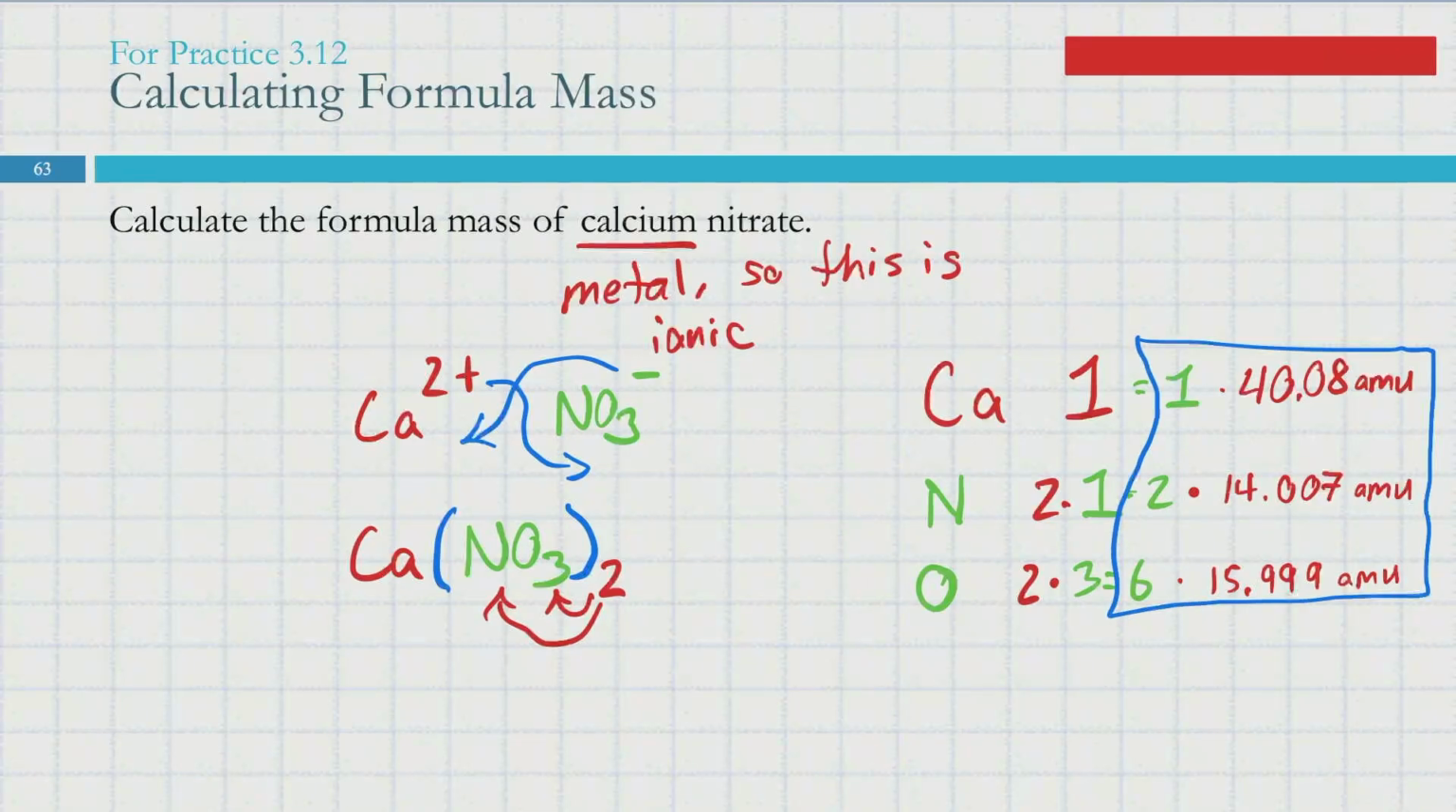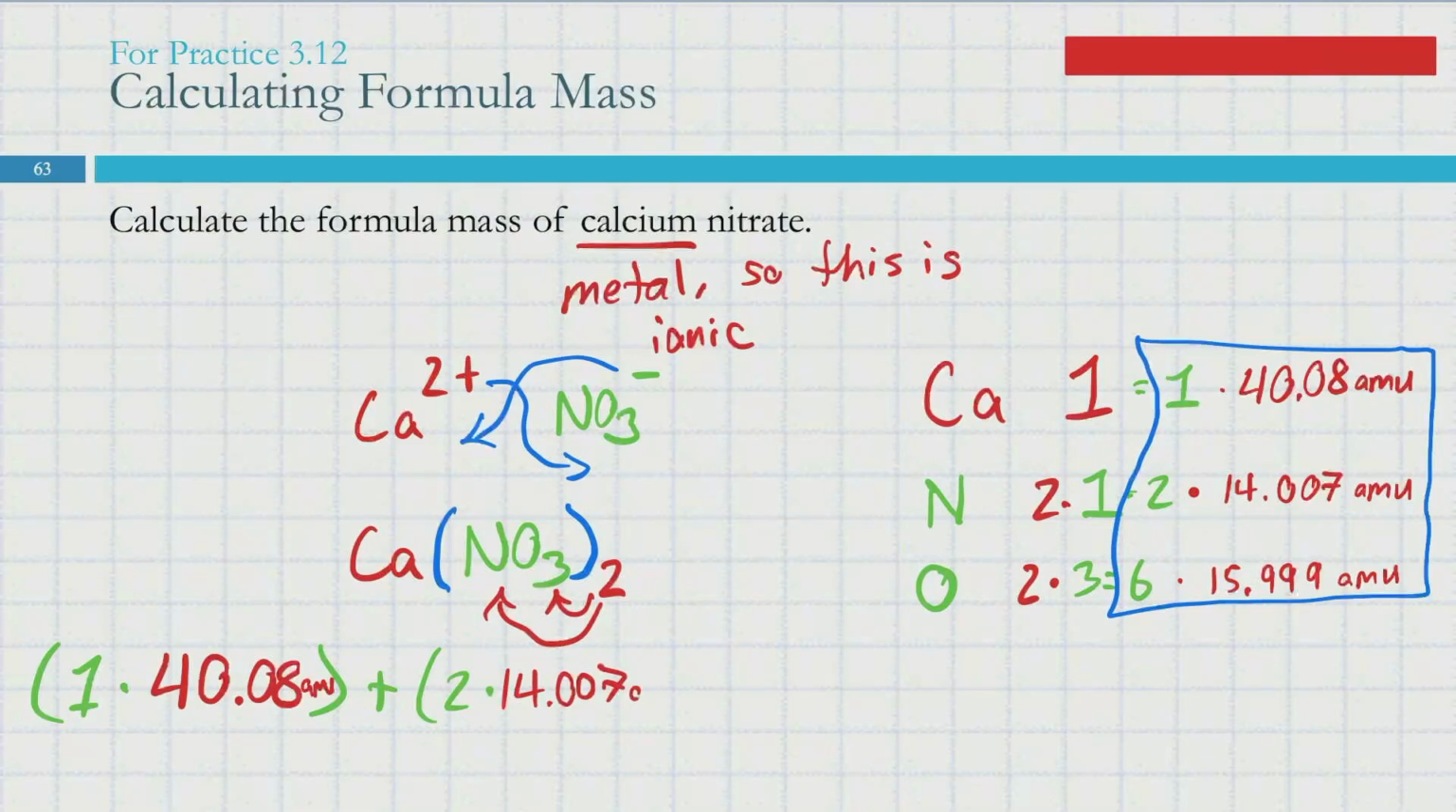So we're going to add up the 3 terms that we've got here. 1 times the 40 and change, 2 times 14 and change, 6 times almost 16. And that together will be our atomic mass, or our formula mass, sorry. We could also write it out side by side like we saw it in the previous slide. And I'll let you in on a little secret. You don't have to use any of those parentheses. Your calculator will do it correctly without them.